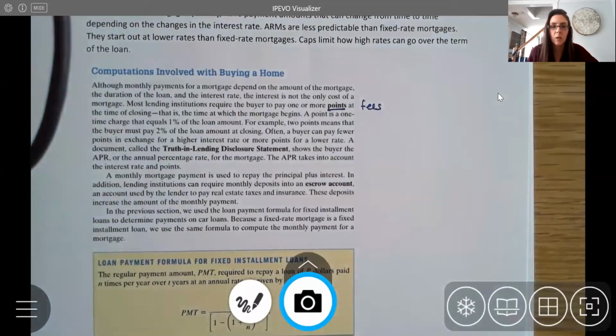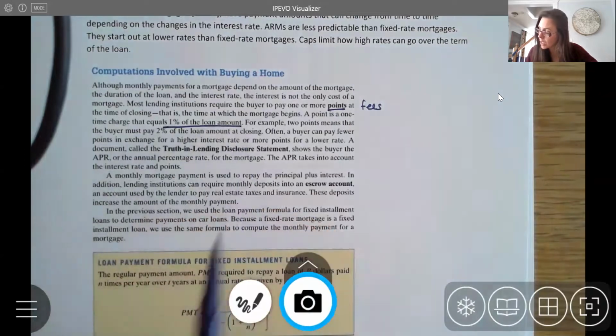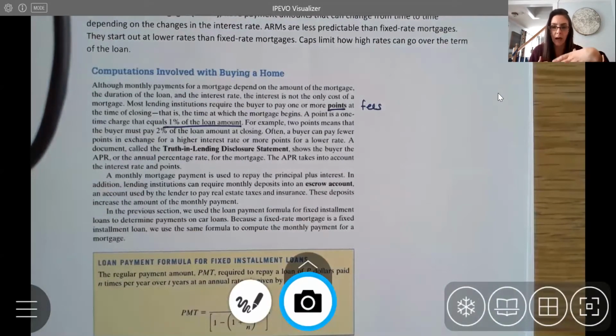So a point is equal to 1% of the loan amount. So it's a one-time charge and it's equal to 1% of the loan amount. So for example, 2 points means that the buyer pays 2% of the loan amount at the closing. So the closing is when you sign all the paperwork so that you actually get the loan and you own the house.